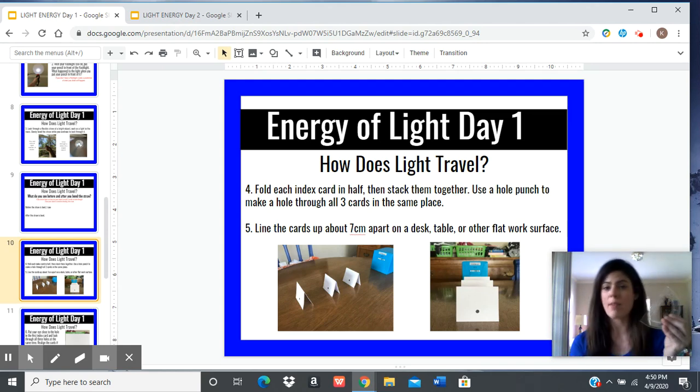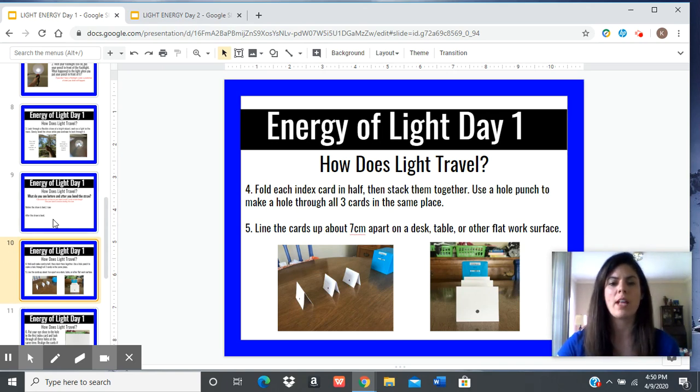If you don't have a metric ruler, that is not a problem. We've studied metric measurement and we all learned that 1 centimeter is about the length of your pinky nail. So think about 7 of these stacked together. It's about that far apart.